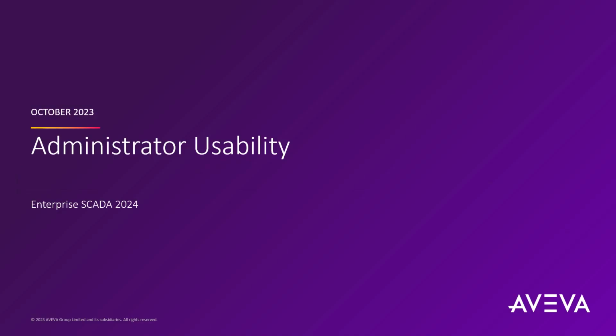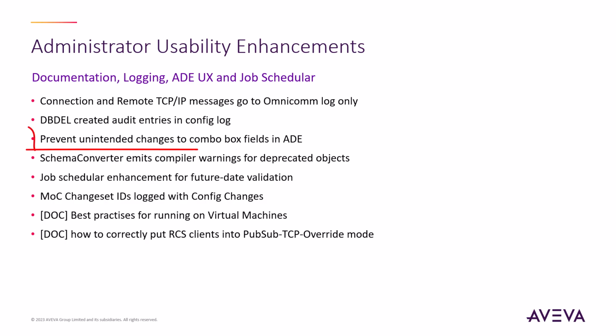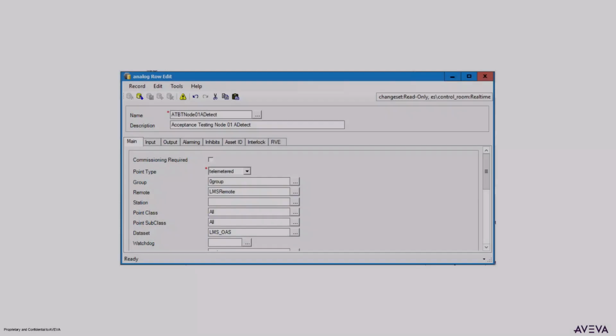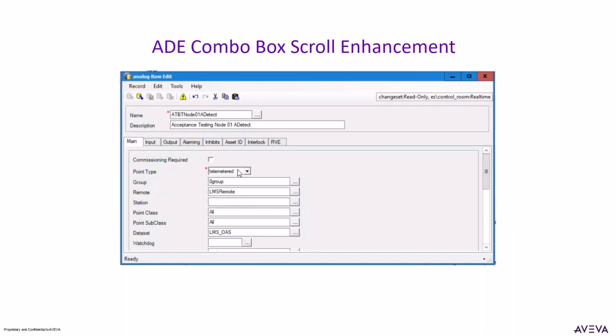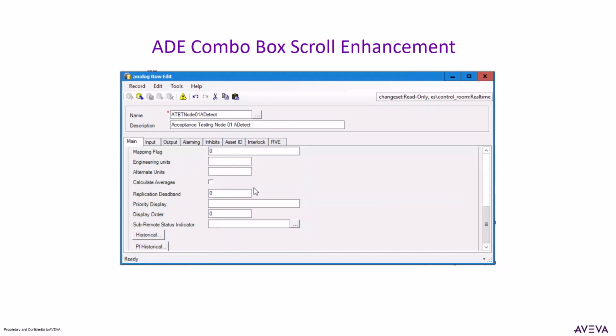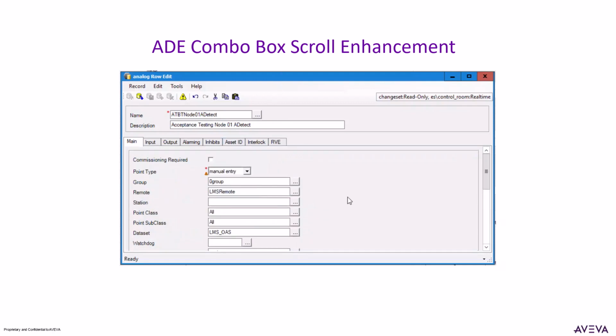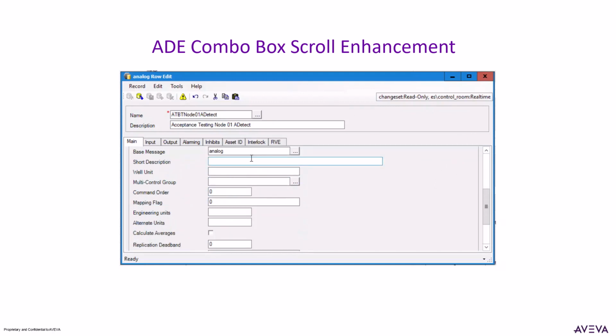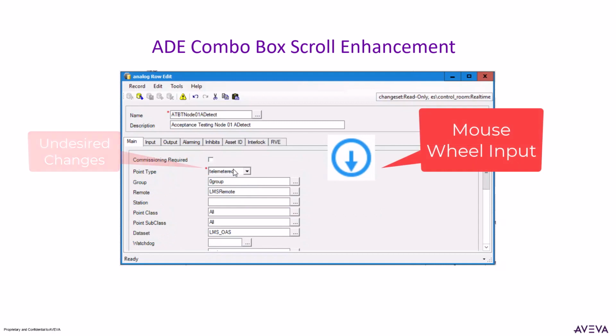AVEVA Enterprise SCADA was enhanced to prevent accidental configuration changes in ADE through the mouse wheel when scrolling through ADE forms. When a mouse pointer is hovering over a combo box with multiple entries, a simple movement of the scroll wheel on a mouse will trigger the combo box to change the selection, in essence causing a configuration change within the ADE form.